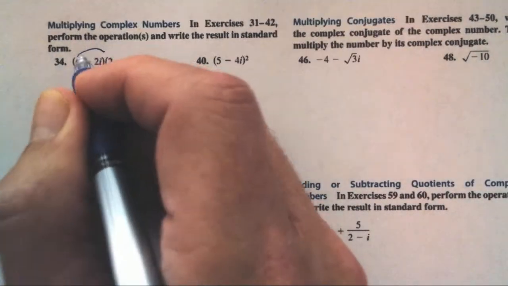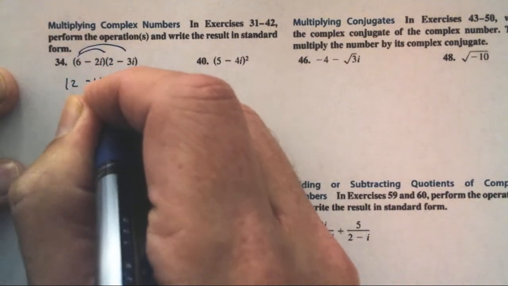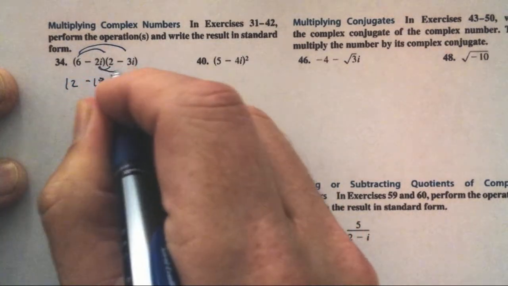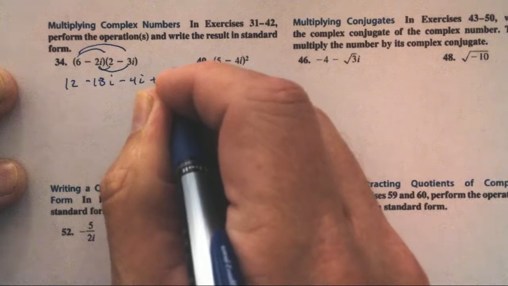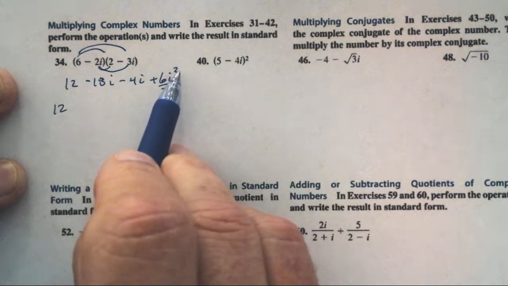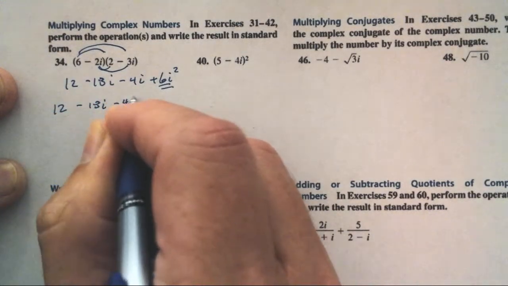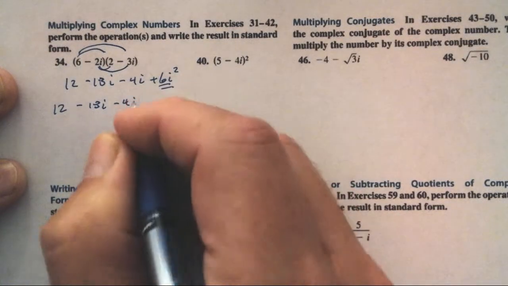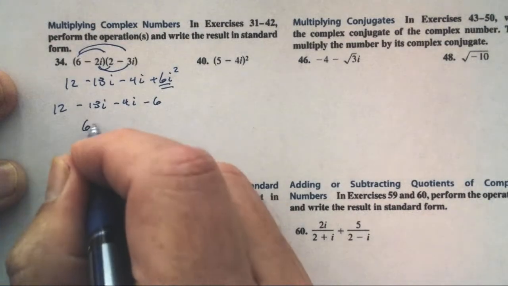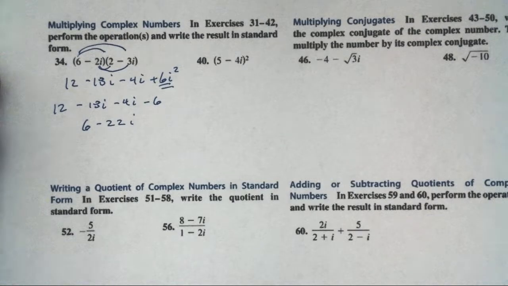We're just going to FOIL. I get a 12. I get a minus 18i. I get a minus 4i, and I get a plus 6i squared, but i squared is negative 1, so this is really 12 minus 18i minus 4i plus 6 times negative 1, minus 6. So I end up with 6 and minus 22i, just like we saw when we did this on calculator.